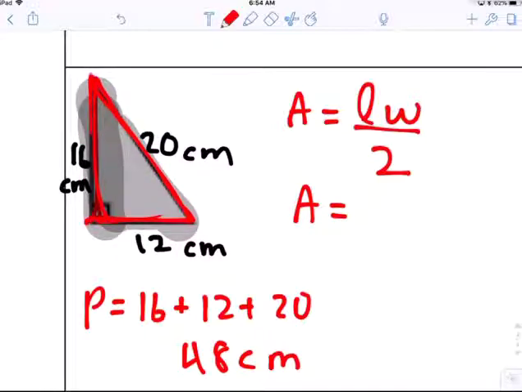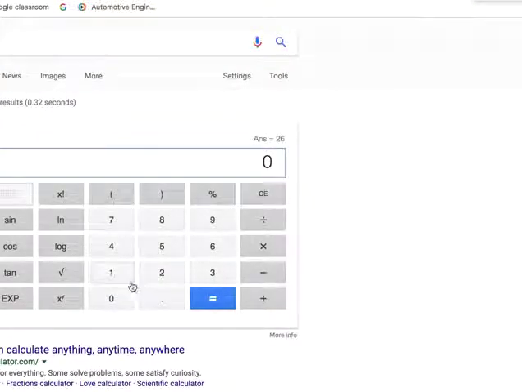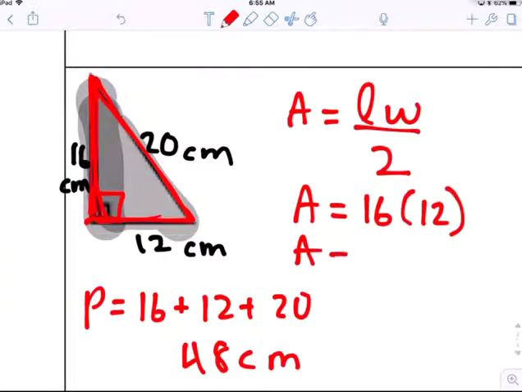So area equals length times width. The two legs are the length and width. 16 times 12. I don't know that off my head, you guys. Okay. 16 times 12 is 192 centimeters squared.